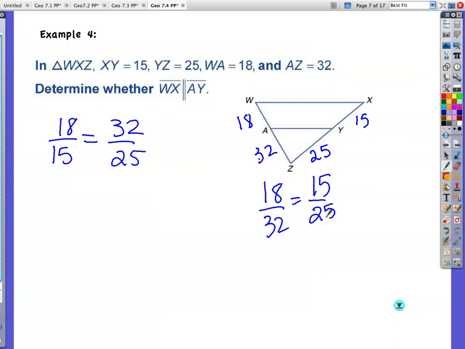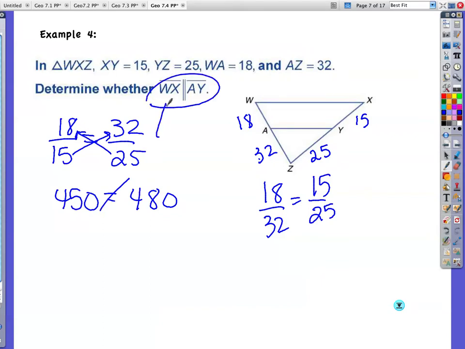When you cross multiply, either way, you are taking the 18 times the 25 and the 15 times the 32. All right, 18 times 25 is 450, and 15 times 32 is 480. So those are not equal to each other, so they are not proportional. So are my lines going to be parallel? No way, Jose. I do not have parallel lines because these pieces are not proportional.